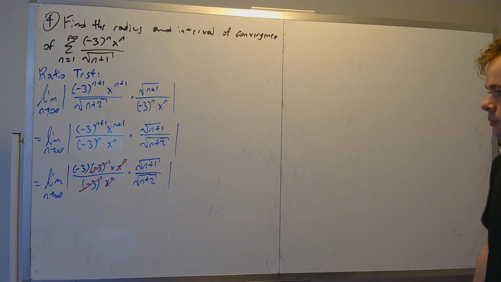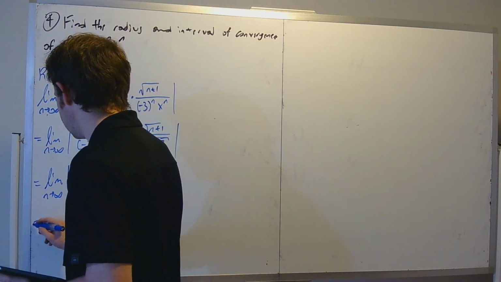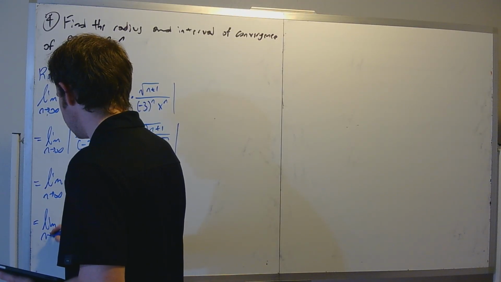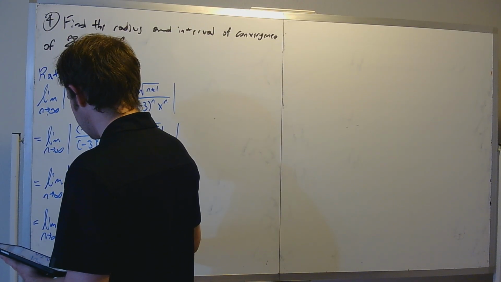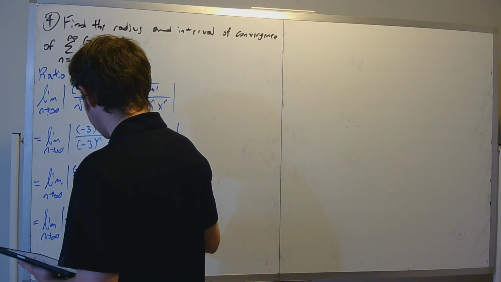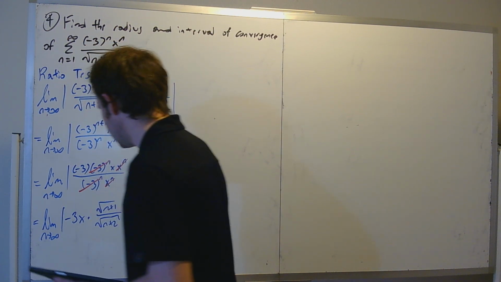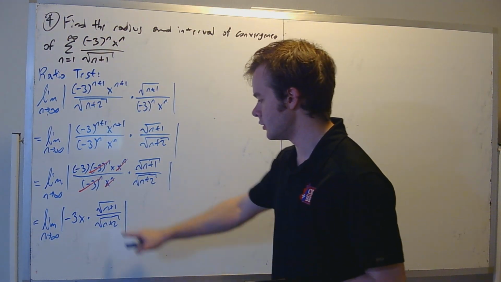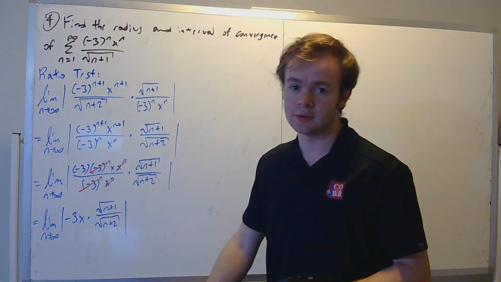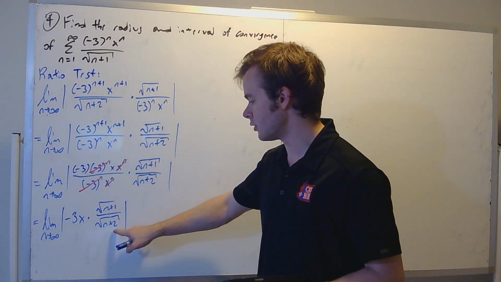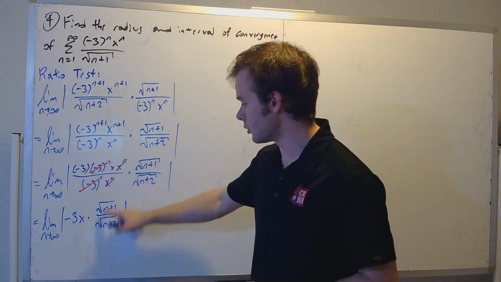So now let's see what happens. We're just left with -3 times x. So we've got the limit as n goes to infinity, the absolute value of -3x times the square root of n plus 1 over the square root of n plus 2. And notice if n is going towards infinity, then the numerator is essentially the same thing as the denominator, because they just differ by this plus 1, right? But if this n is really big, then that doesn't really matter. This is going towards 1, right?